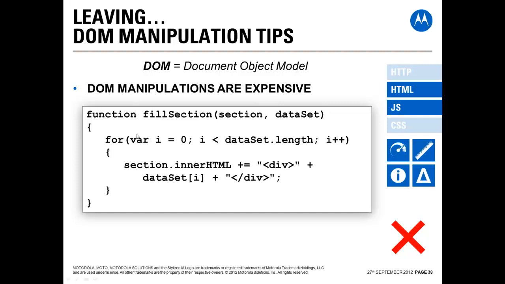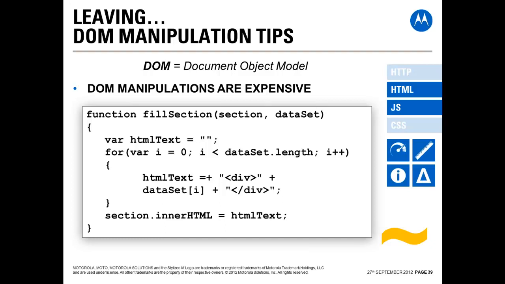So here, for example, we're filling a section with data, so we're adding divs with numbers in. For every piece of data in the data set, the DOM will have to be rebuilt, because the loop will go around, and every time we get it, we're setting the inner HTML of an element to add a new div. So it's not good to do this because it can slow down your application quite considerably.